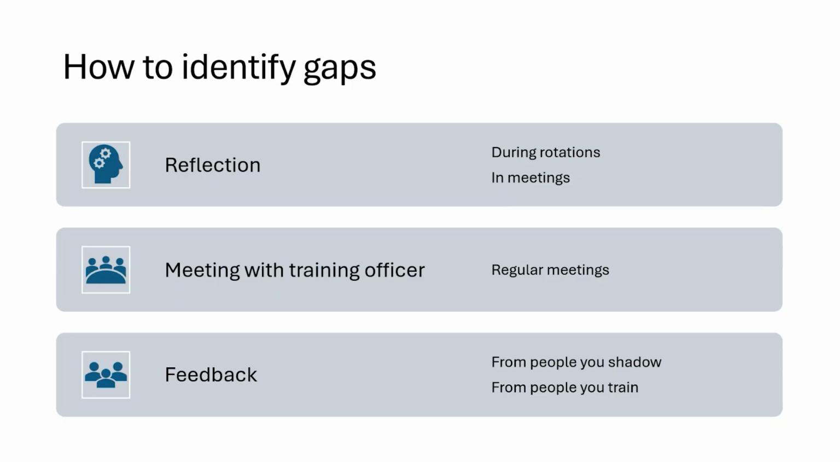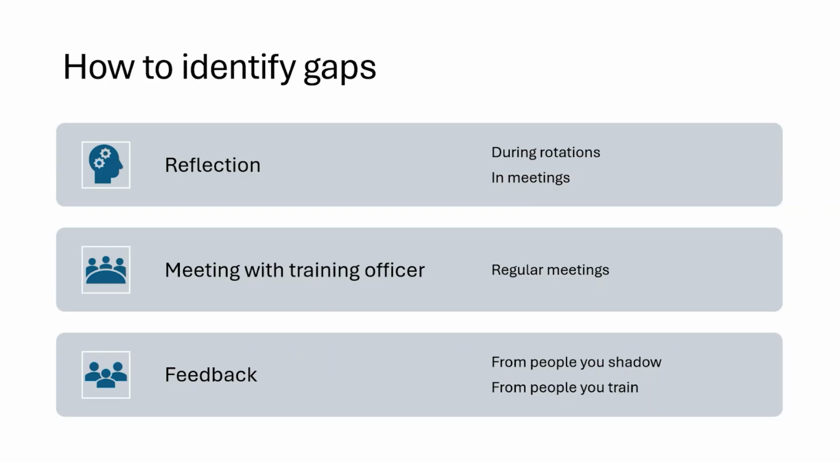Meetings with your training officer. Your training officer is a great person. They will know what you need to know and they will know where you need to be at the end of your STP program. So they'll be able to point you to different areas and you can then reflect on that yourself again and say if you've met these, or if you don't know.